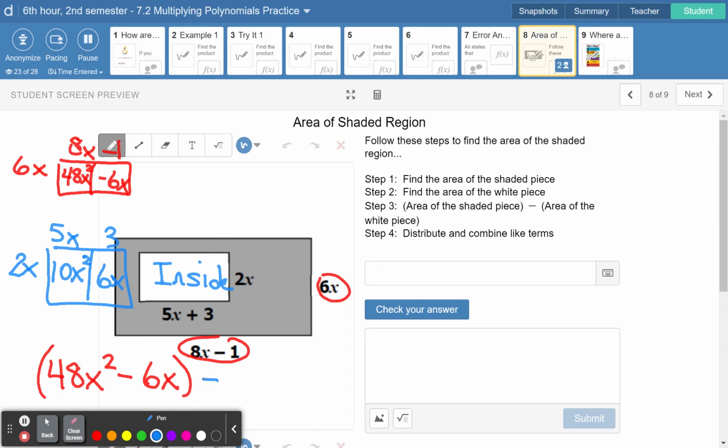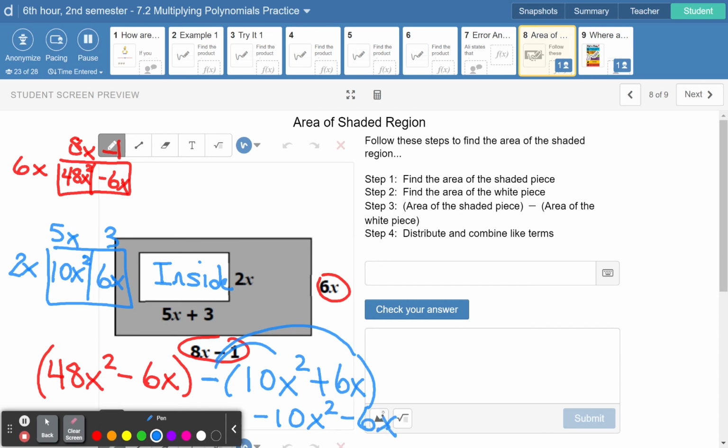Now we have to take it away, which means minus. So I have to minus everything in this parenthesis. And then you have to remember to distribute. So all you have to do is distribute. Remember, when you distribute, you change the sign of everything that's inside the second parenthesis. And then you have to combine like terms.